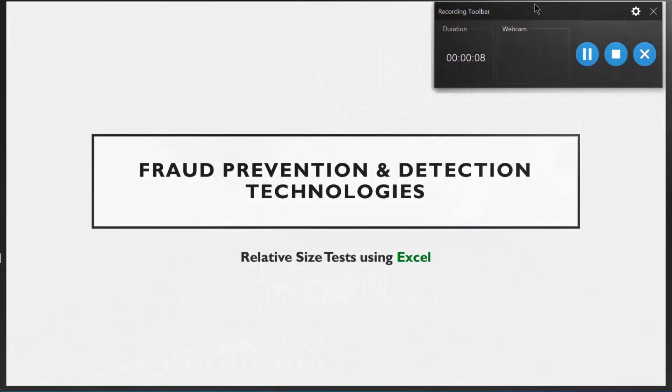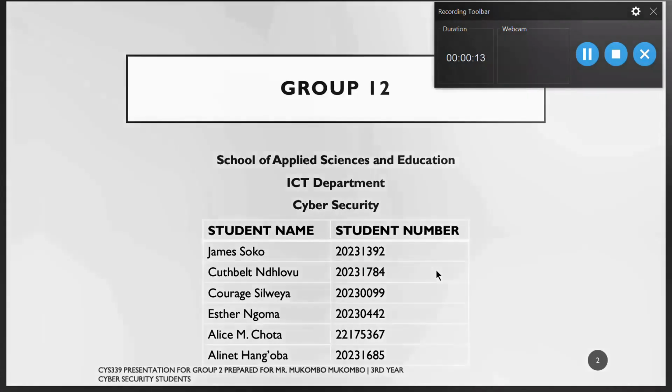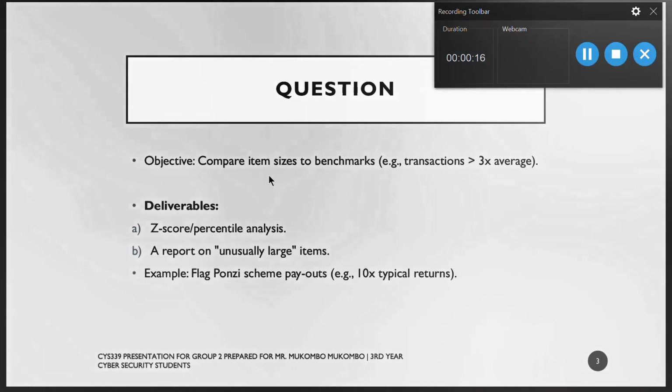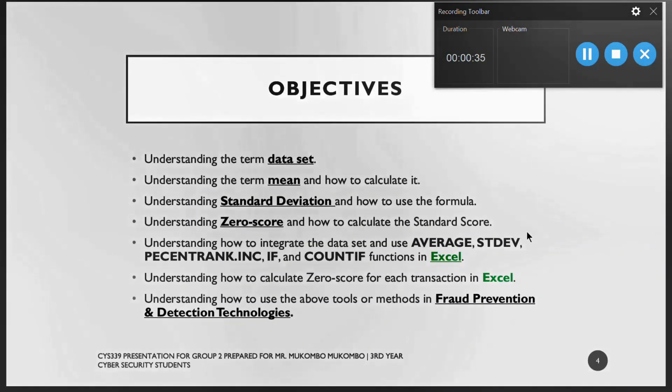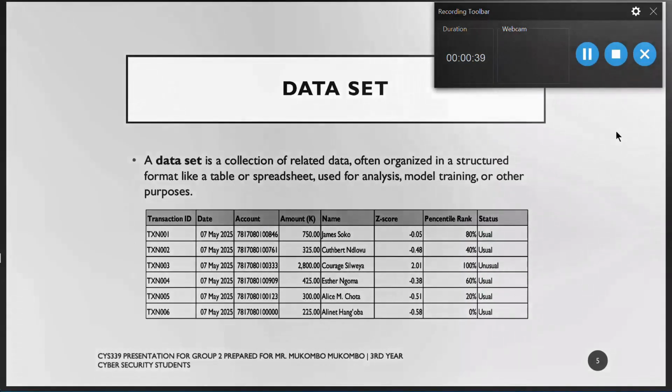Our title is Relative Size Tests Using Excel. These are the group members. Our question is to compare item sizes to benchmarks. Deliverables: A. Z-score percentile analysis. B. A report on unusually large items. These are our objectives.